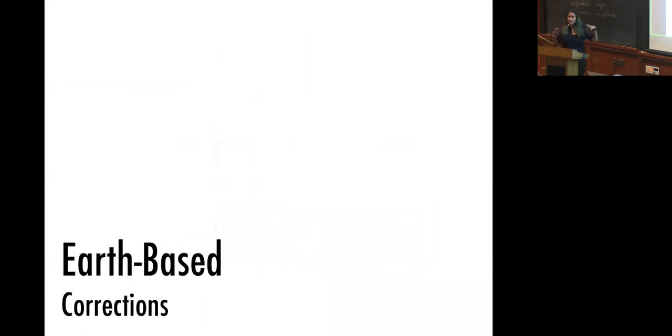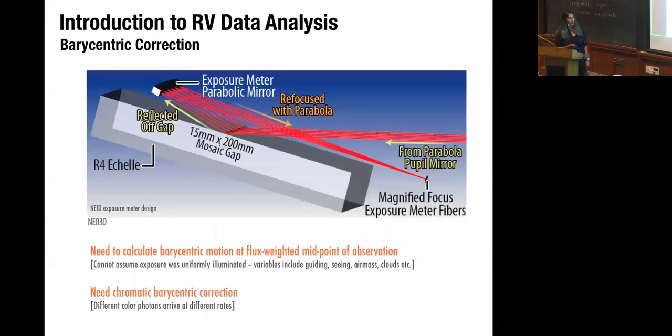Okay, so let's zoom out a little bit more from the instrument. We've corrected all of the instrument effects. Now we have to deal with the fact that we're on Earth. So the first thing we worry about is the barycentric correction. So Sharon already talked about this. I will point out that people have been doing barycentric correction at some level for a while.